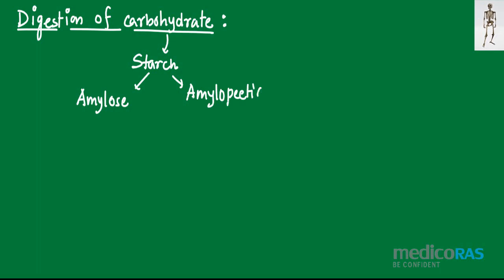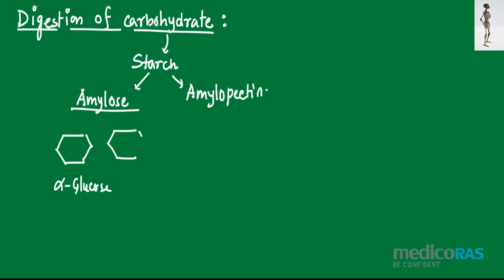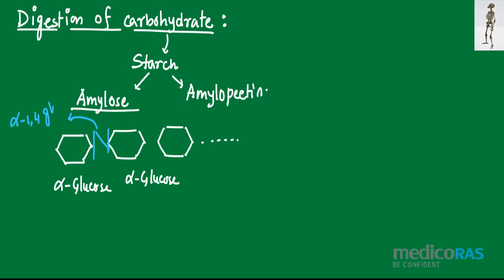If we see amylose, then we can consider this as an alpha glucose. Here also I am considering this structure as alpha glucose. So like that we have to draw multiple alpha glucose units and join all the alpha glucose with the help of the bond present between the two, which is known as alpha 1,4 glycosidic bond.